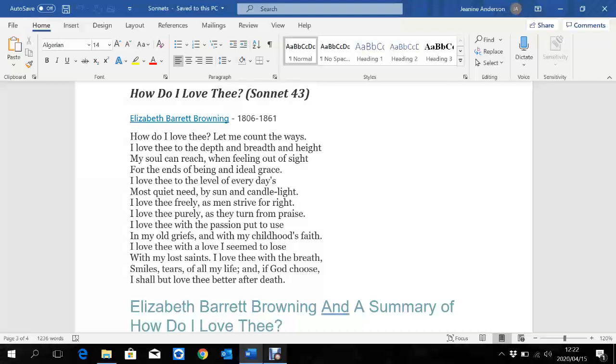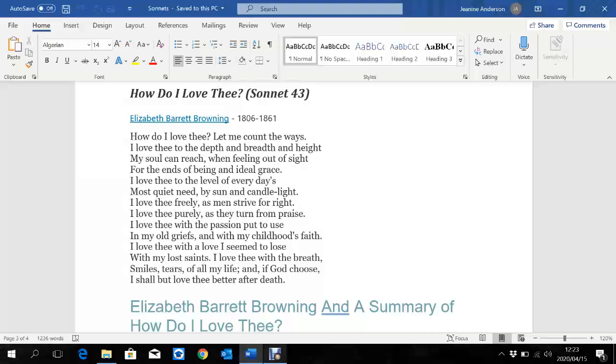"I love thee purely as they turn from praise." I love thee purely, innocently, respectfully, religiously, correctly. There's nothing wrong with the love that we have. As they turn from praise, that line could perhaps mean that not everyone appreciated their love. We know certainly that her father didn't appreciate their love, but that didn't stop them from loving each other.